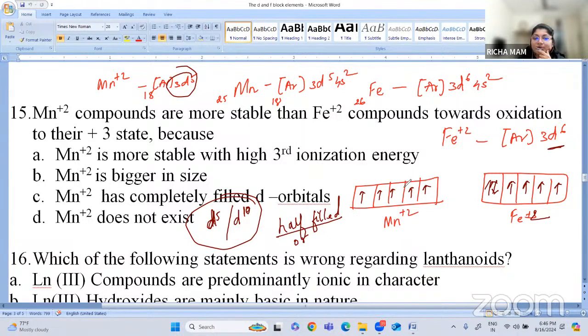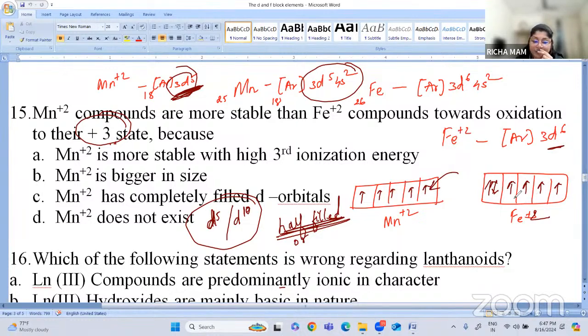Now if I want to remove the third electron, now Fe plus 3, from where should I remove the third electron? From the d5 system. Whenever you have a half-filled system, it is more stable. So to remove the third electron from here is very difficult. Why? Because it is completely stable, it is in its most stable form.